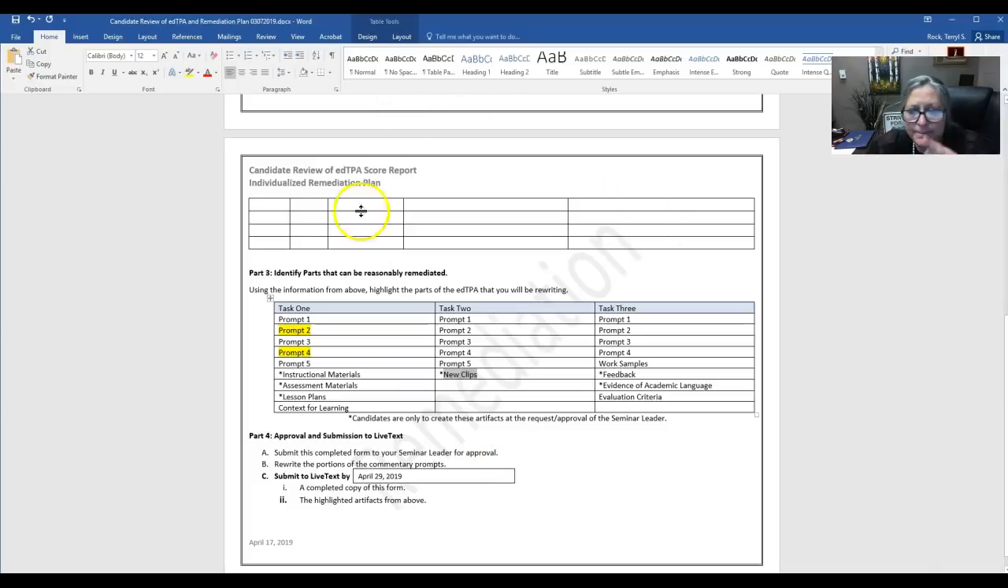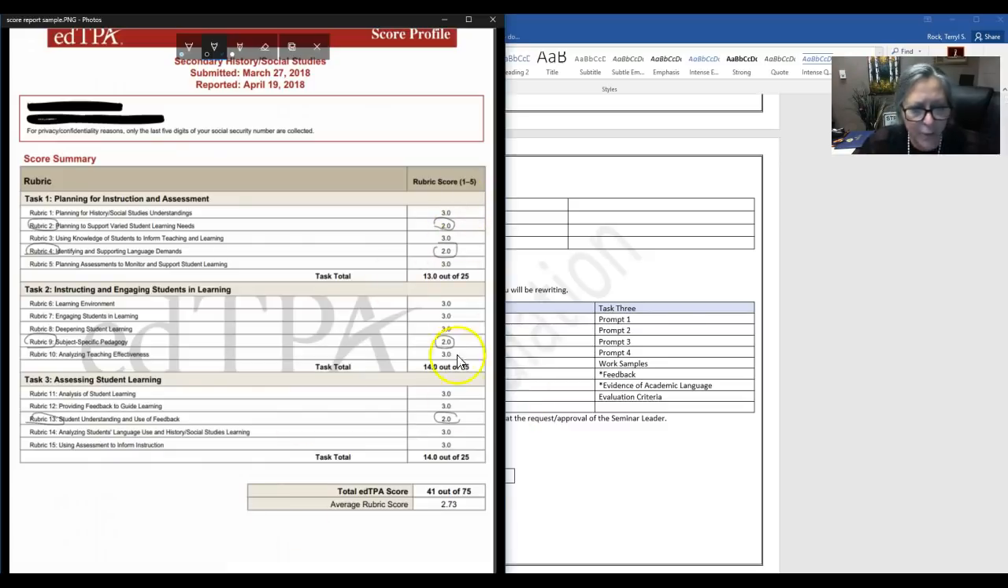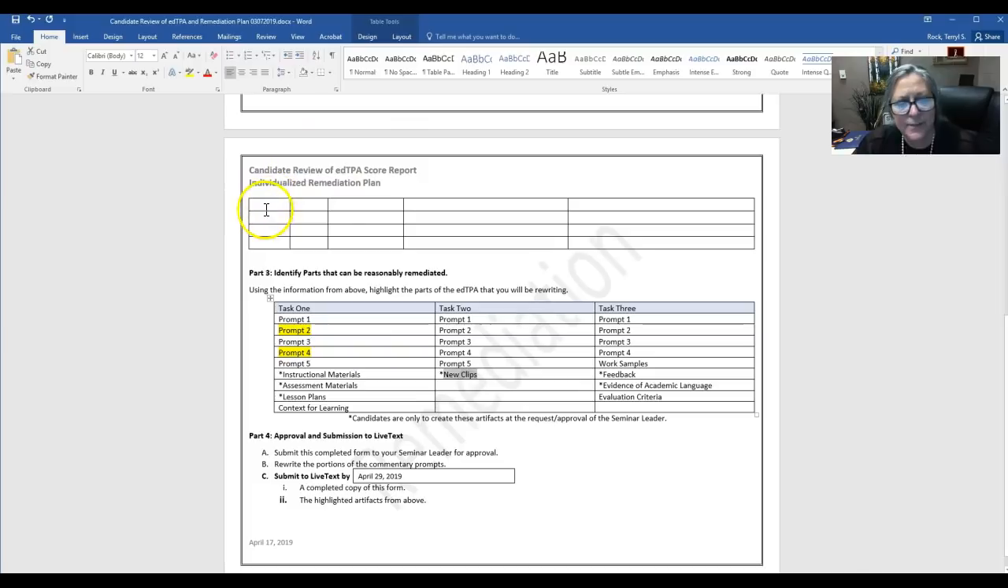And then after you're finished with this form, you're going to actually do the writing. So I would have students rewrite prompt 2, rewrite prompt 4, and whatever prompts go along with what we decided they were going to have to remediate. And then this form here gets saved and submitted to LiveText into an assignment that Tammy Baker is going to create. And I believe the assignment's probably going to be called Remediation, EdTPA Remediation or something like that. And so all that will go in there, plus any of the rewritten material.